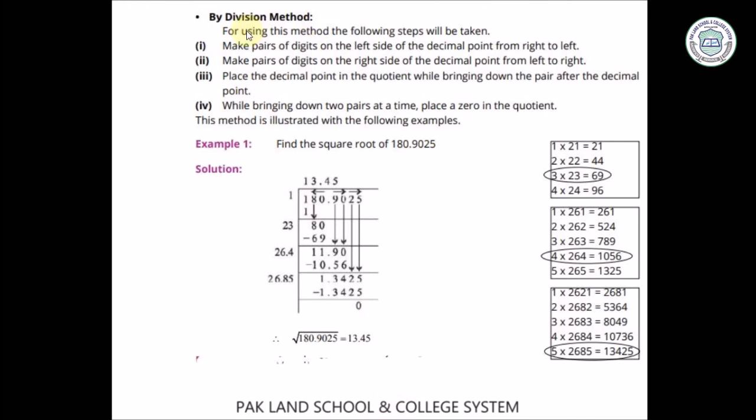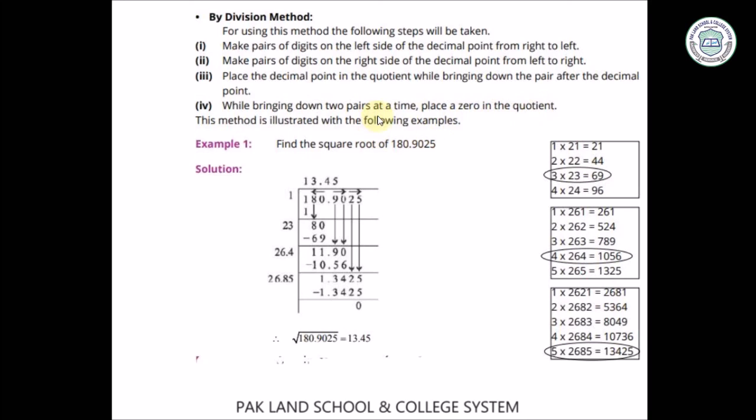By the division method, for using this method, the following steps will be taken. Make pairs of digits on the left side of the decimal point from right to left. Make pairs of digits on the right side of the decimal point from left to right. Place the decimal point in the quotient while bringing down the pair after the decimal point. Fourth step is while bringing down 2 pairs at a time, place a 0 in the quotient.